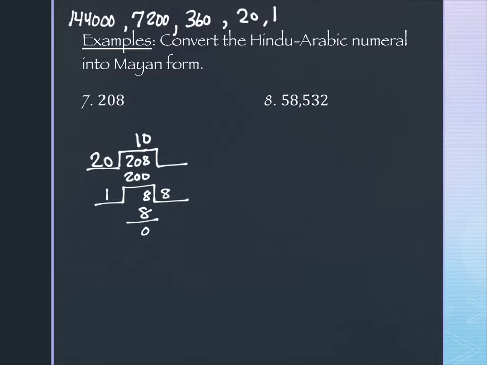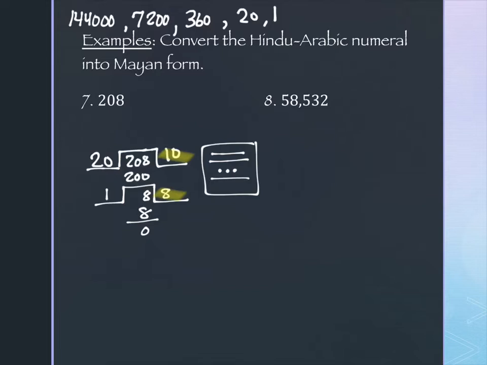So these numbers here on the side, oops, I put the 10 in the wrong place, so sorry. 10's over here. These numbers over here to the side, the 10 and the 8, tell us how we write our numbers. So a 10 is 2 lines. And then an 8 is 3 dots and a line. So this is the solution or the answer to our 208 turned into Mayan form.